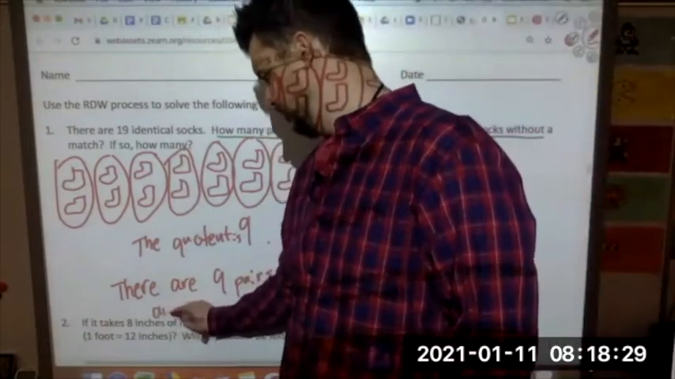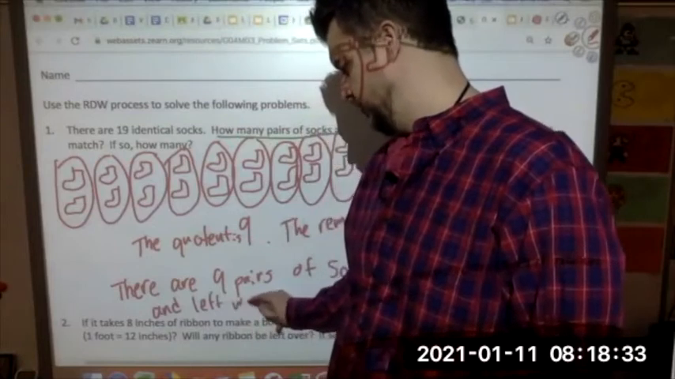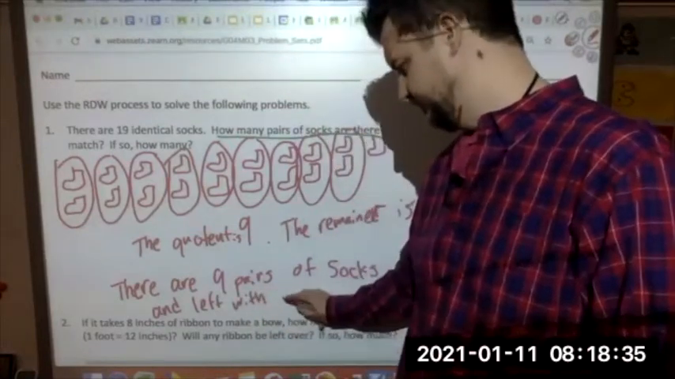And 1 left with no match. I guess the dryer ate it.